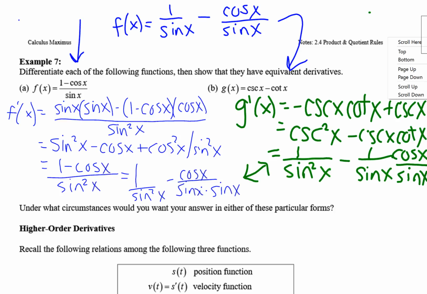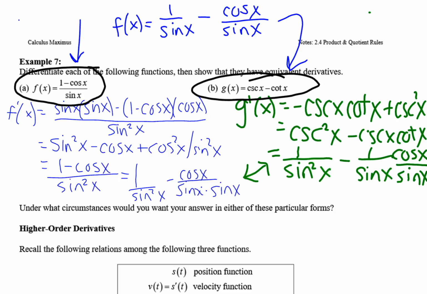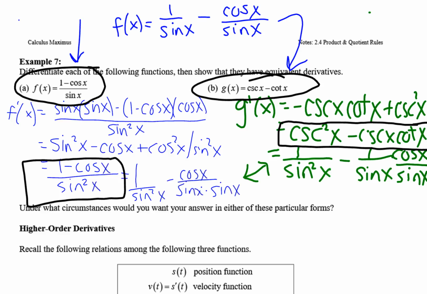So sometimes you might want to use the quotient rule, and sometimes you might not. You might want your answer in this form if you're trying to find zeros or undefined locations. You might want your answer in this form so it's easier to take the derivative again. So it depends on what you're comfortable with.